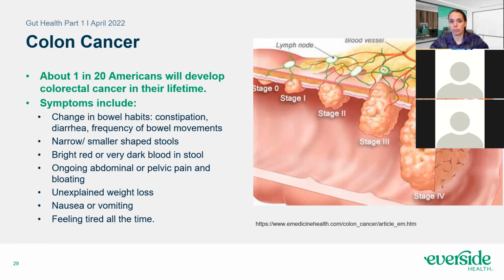It involves a change of bowel habits. So going from having constipation to having diarrhea, or diarrhea to constipation, or frequency in bowel movements. Starting to have narrower, smaller shaped stools. This is going to be consistency over time, not one day. So don't freak out if you're like, oh, I'm having diarrhea now for today. But bright red or very dark blood in your stools. If your stools start to look black, that usually implies blood as well. So just a heads up on that one. Ongoing abdominal or pelvic pain and bloating, unexplained weight loss, nausea or vomiting, feeling tired all the time.